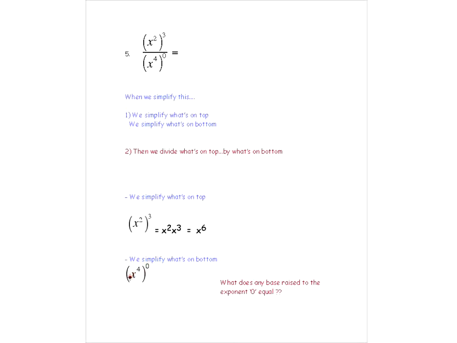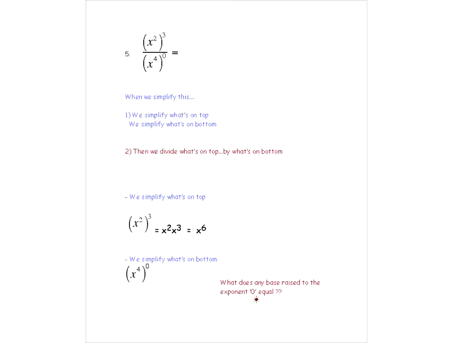Now how about this here? We have x to the power of 4 raised to the power of 0. So this whole thing is kind of like a base, right? And it's raised to the power of 0. So guys, what does any base raised to the exponent 0 equal? That's right, it equals 1.